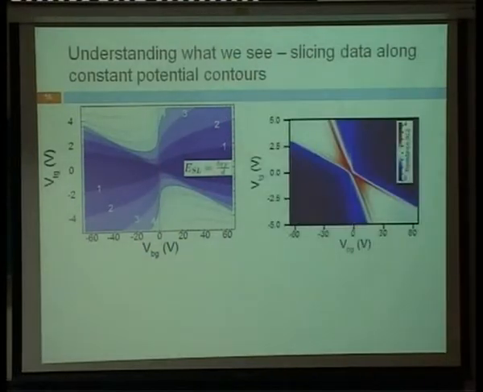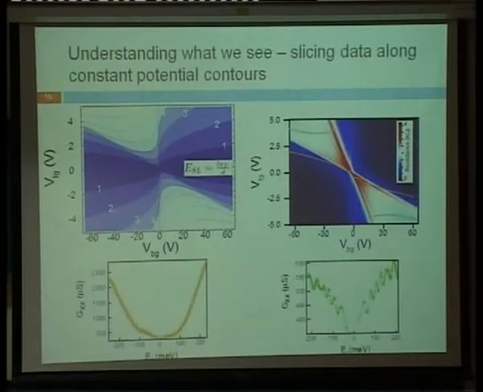Now this is my experimental data. To make sense of it, because both the gates affect the height of the potential barrier, the V naught, I want to take slices of this data at constant potential barrier to make sense of the theory and calculations. So what I will do is put these contours on this data and extract data along the contour. That will give me essentially resistance measurements along constant potential.